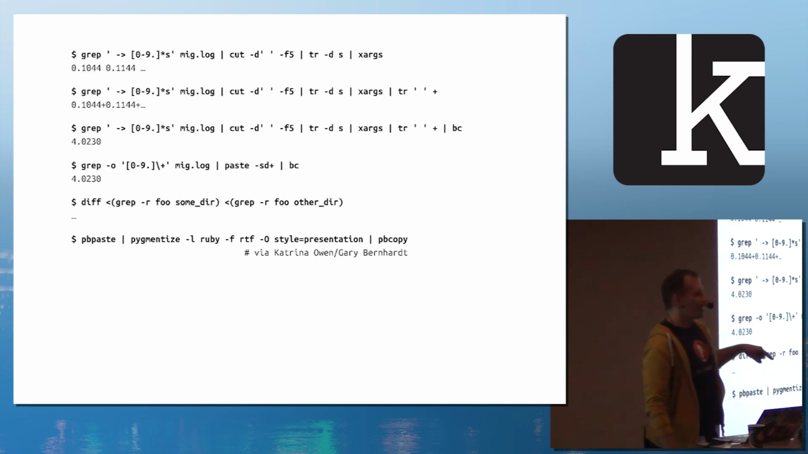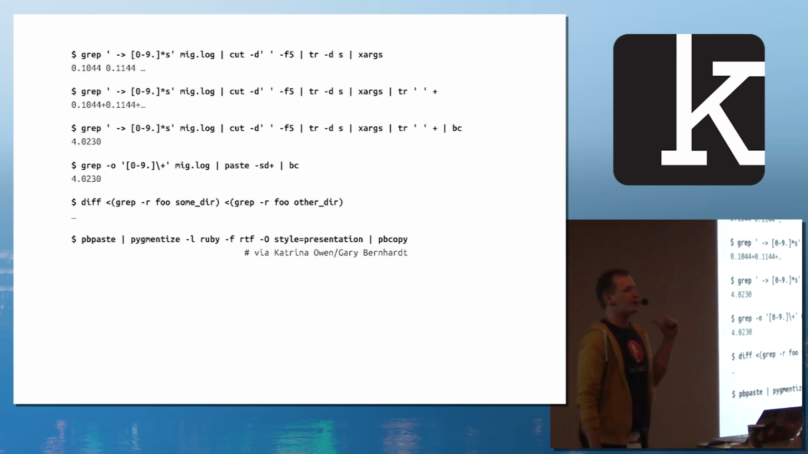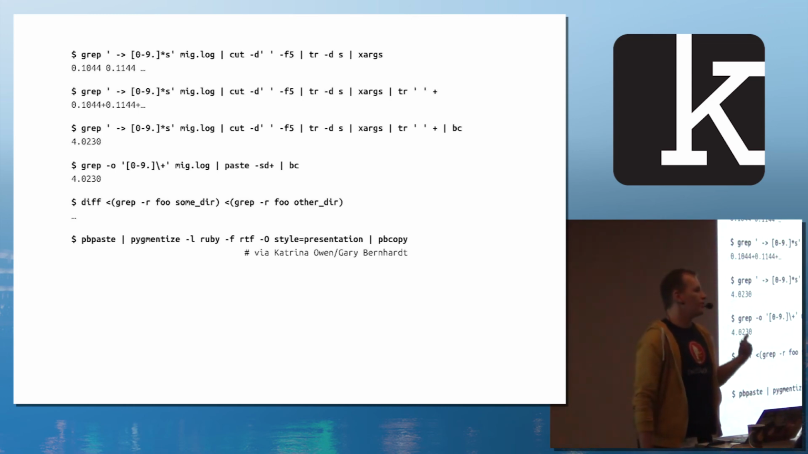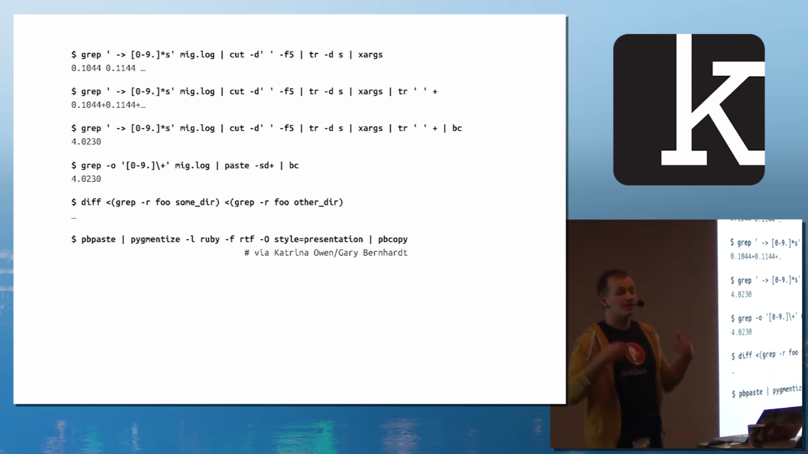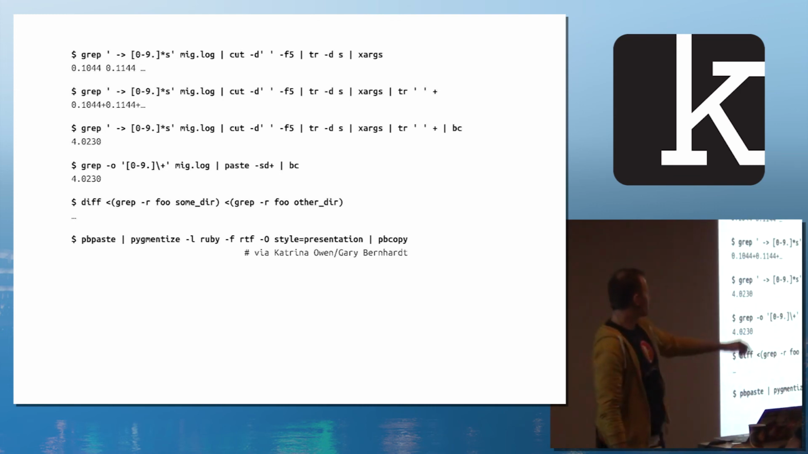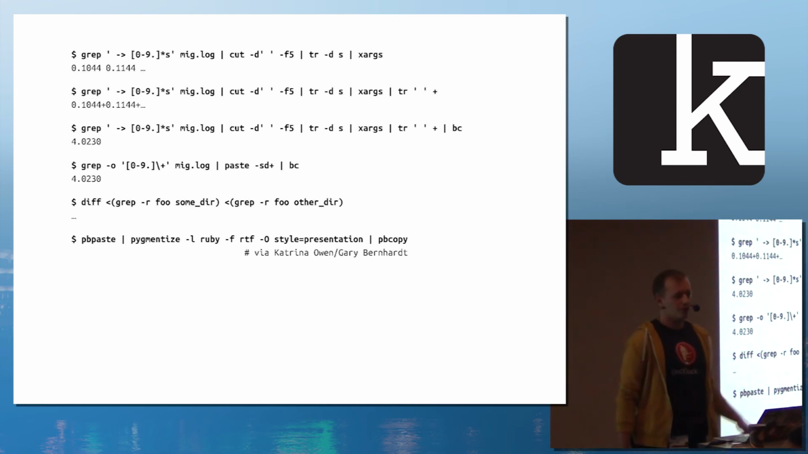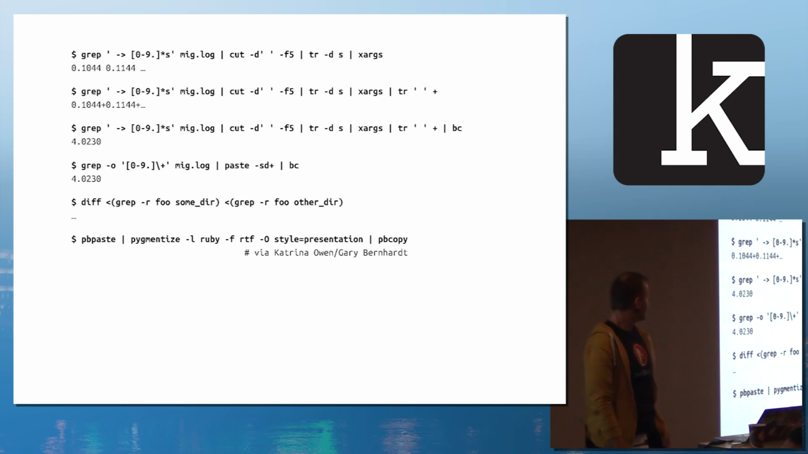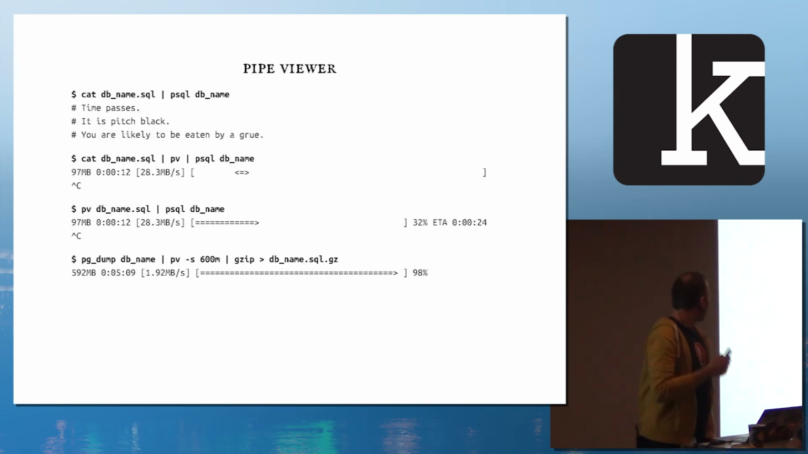Then you can pipe it back to pbcopy, which will copy it back to your clipboard, and then you can paste it into PowerPoint, Keynote, whatever presentation software you use, and suddenly that text fragment will be colorized on its way through this pipeline. Very useful unless you do your presentations in stuff like Reveal.js, where you have all the nice colors that you've been seeing here.